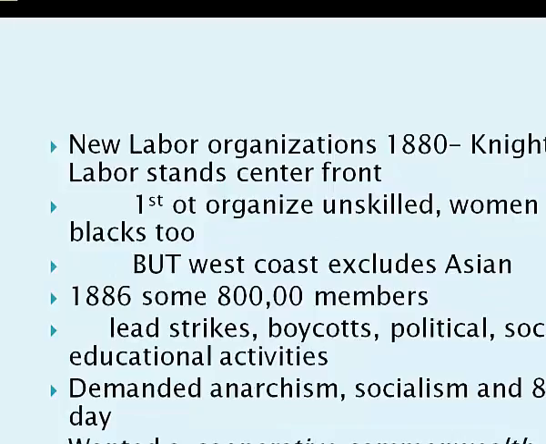There was a new wave of labor organizations in the 1880s, and the Knights of Labor stood at the very center. The Knights were the first labor group to organize unskilled workers as well as skilled, men and women, black and white, although on the West Coast they did exclude Asian immigrants. Its peak year was 1886, and the Knights had around 800,000 members. That's close to 1 million. And they involved other millions of workers in strikes, boycotts, and political, social, and educational activities.